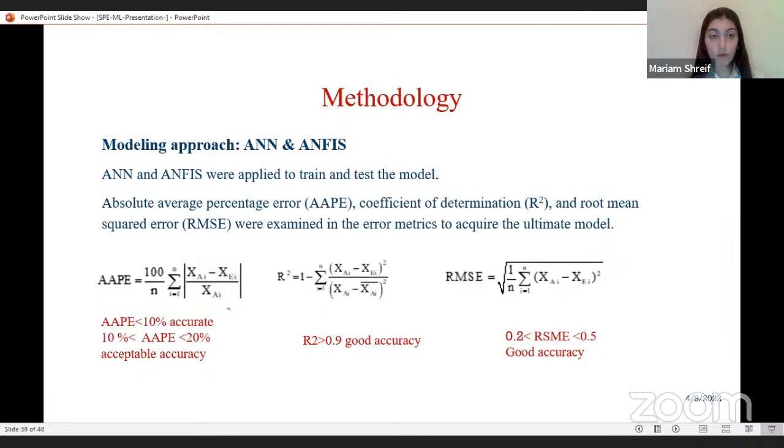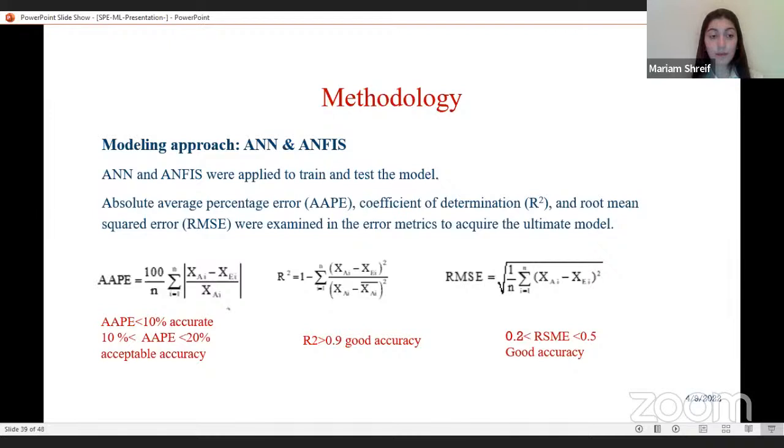So for modeling the data, we applied the ANN and the ANFIS to train and test the model. And then in order to compare these two models and to obtain the ultimate model, we used these three error metrics. First, the average absolute percentage error, which is equal to 100 over N, the number of data points, times the summation of the absolute value of the actual value minus the estimated value over the actual value. Usually, if we get an average absolute percentage error lower than 10%, this reveals a high accuracy for the model to predict the data.